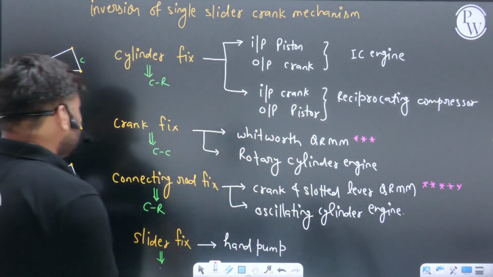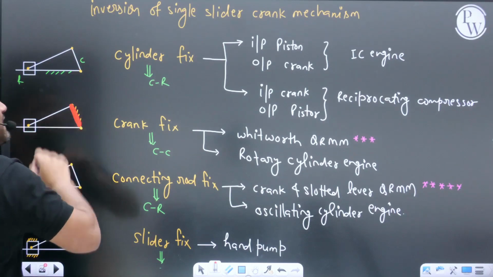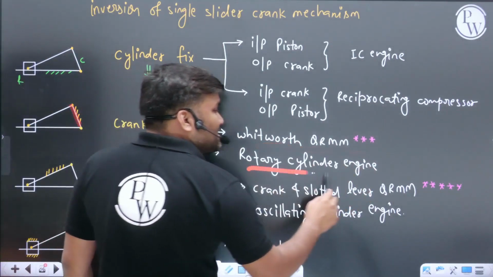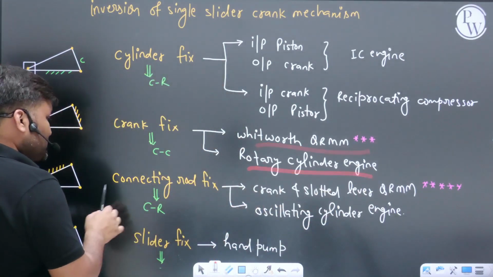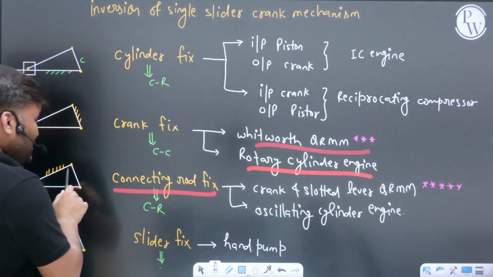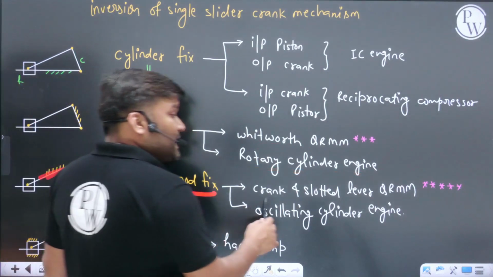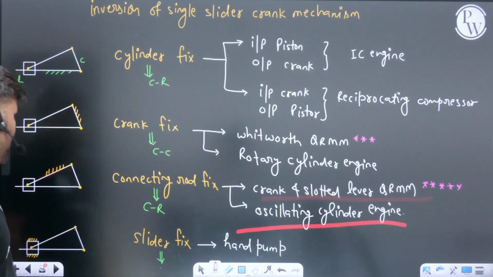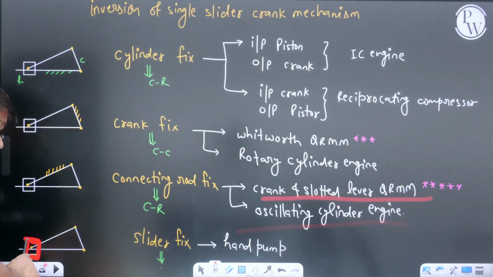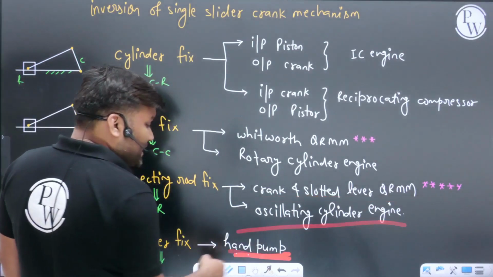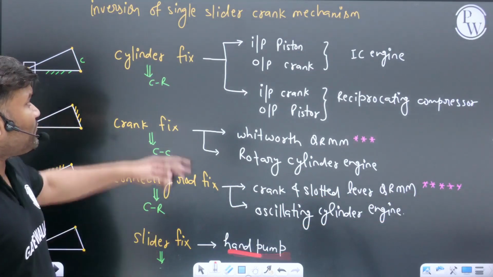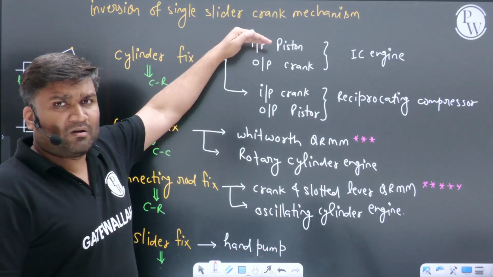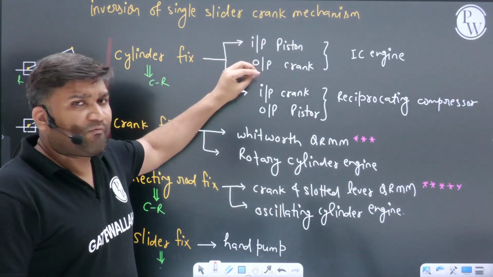Achha, somebody is going to fix crank, you will get Whitworth quick return motion mechanism or rotary cylinder engine. Somebody is going to fix connecting rod, you will get crank and slotted lever quick return motion mechanism or oscillating cylinder engine. If slider is fixed, you will get hand pump as your mechanism beta. Achha, out of all these mechanisms, you have to remember when we are going to get which type of mechanism.